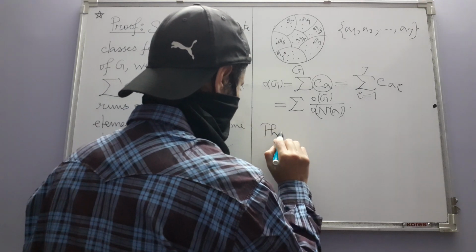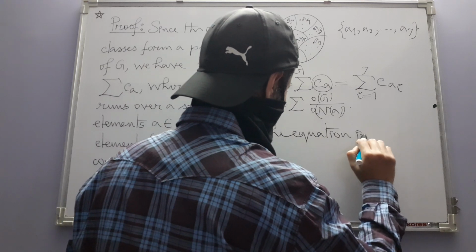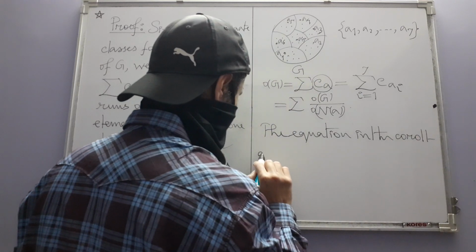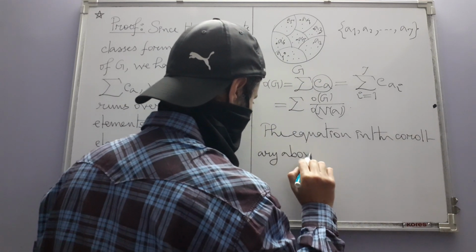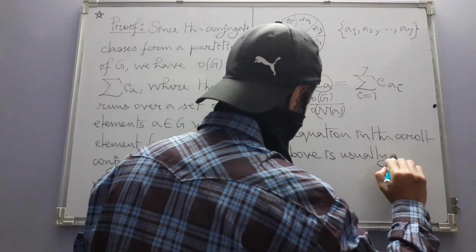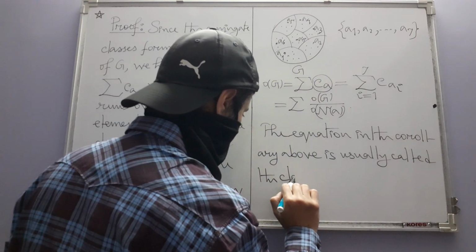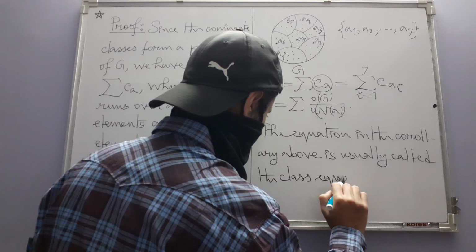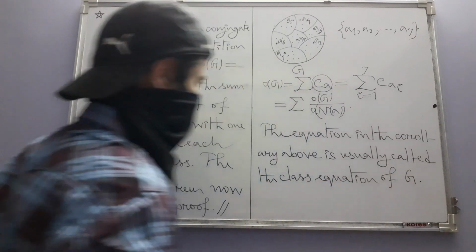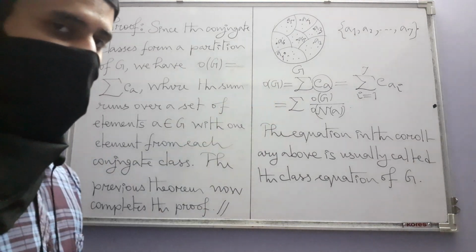The equation in the corollary above is usually called the class equation of the group G. And clearly the class equation makes sense only when G is finite.